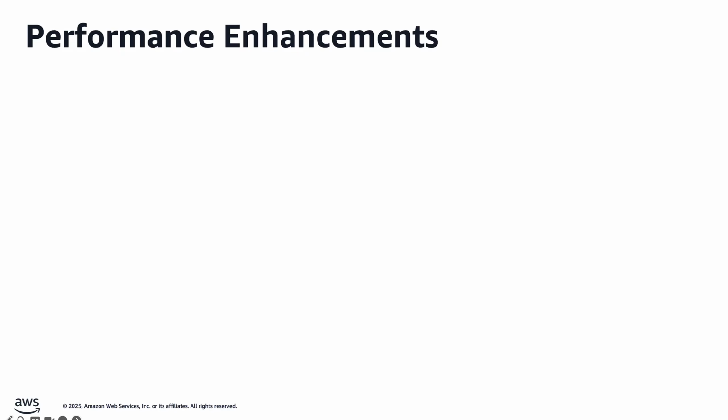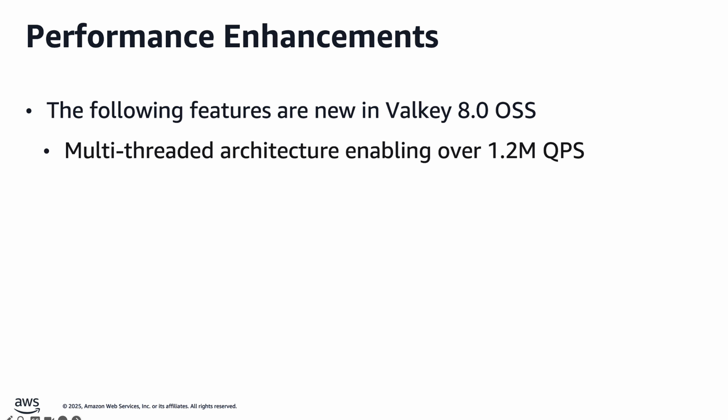Let me walk you through the performance improvements in Valkey 8.0 open source software. These features are based on functionality we had previously implemented in earlier versions of ElastiCache. Multi-threaded I/O was introduced to outperform single-threaded models by handling more concurrent client requests in parallel, reducing bottlenecks, improving CPU utilization, and delivering higher throughput with lower latency, especially on large instances.